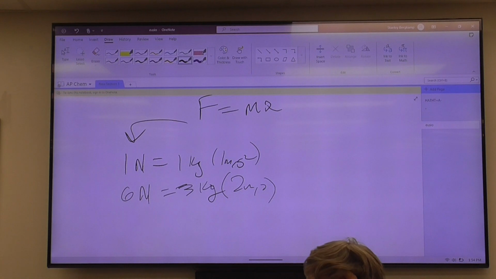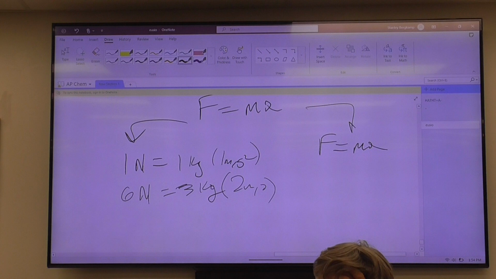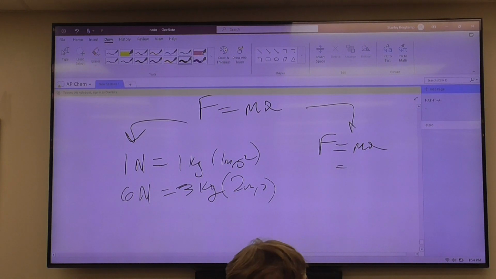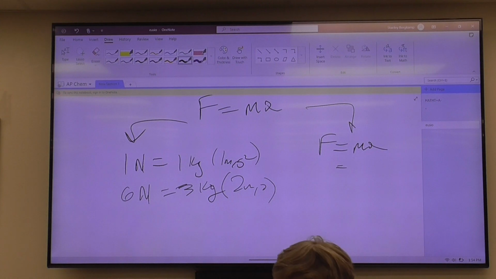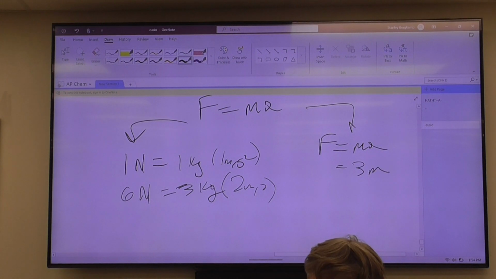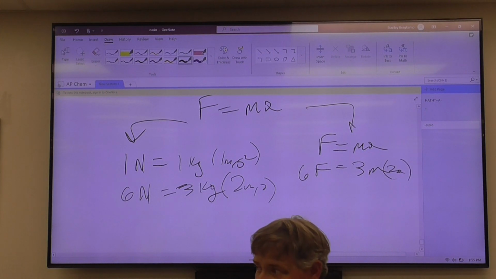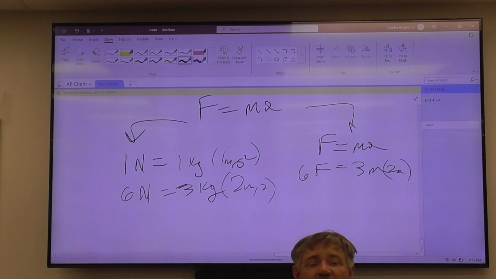If you want the more elegant approach, you have F equals ma. How can you express tripling the mass? 3m. A 6-fold increase in the force, 6F, means what has to happen to your acceleration? It has to be 2a. Okay? I don't care how you do it. Smash mouth physics, the elegant approach, makes no difference to me.